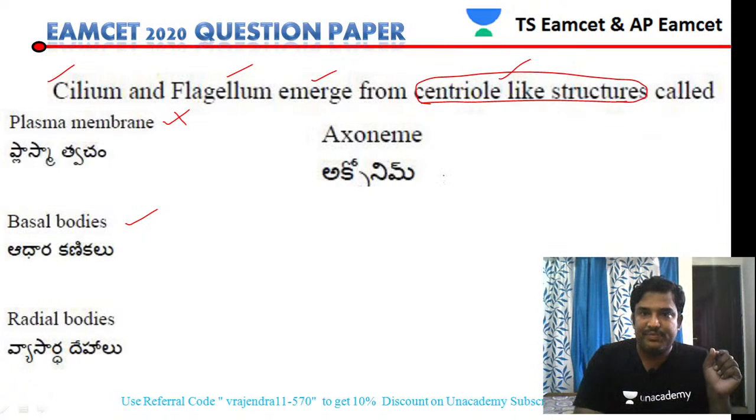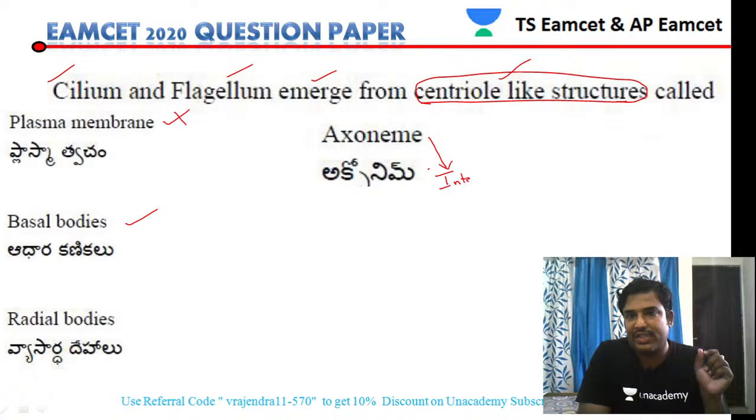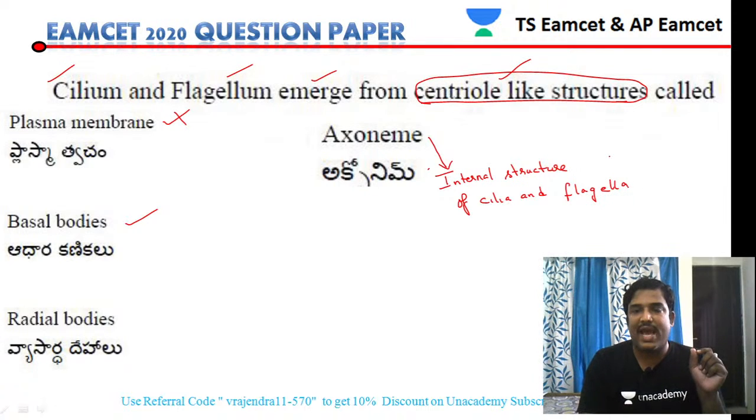Apart from that, axoneme. So what is this axoneme? Axoneme is something different. It is the internal structure of cilia and flagella. So the internal structure of cilia and flagella is called an axoneme.